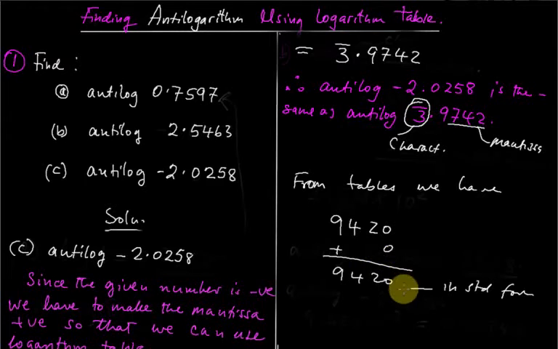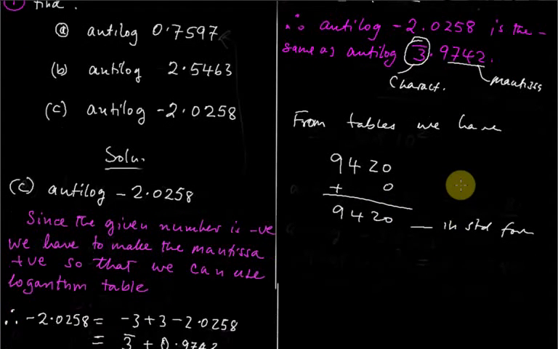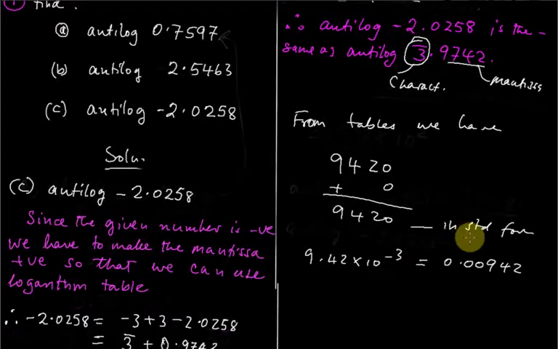And from there, write this in standard form. It will be 9.42 times 10 raised to the characteristic. The characteristic gives us 10 to the power -3, which gives us 0.0092. So this is the required number whose logarithm is -2.0258.